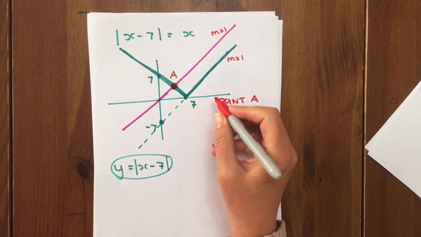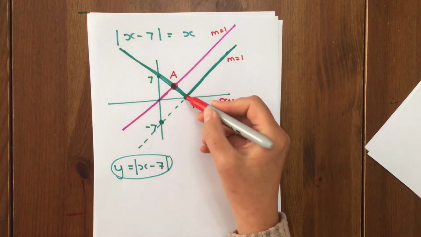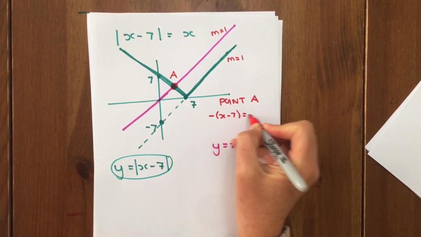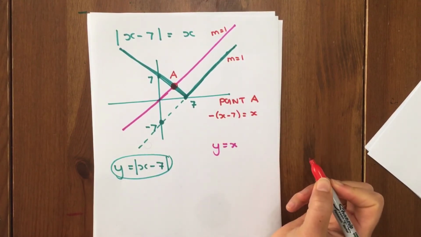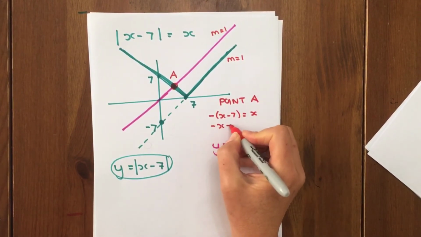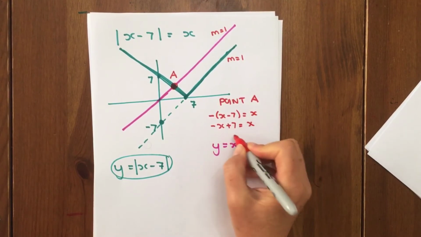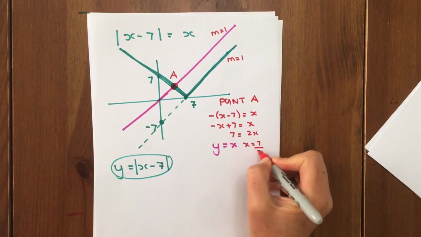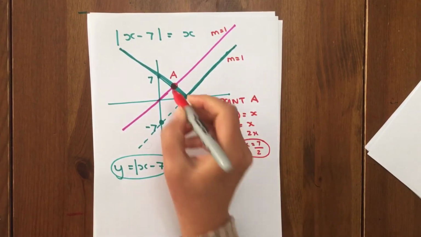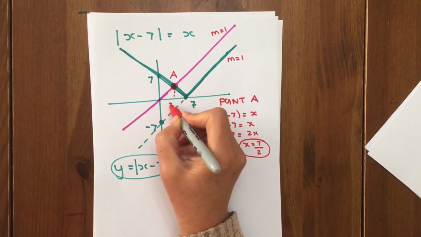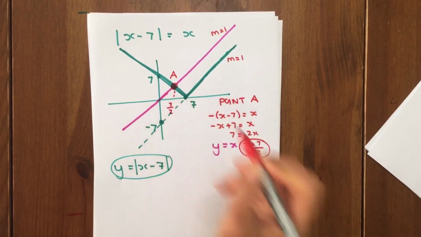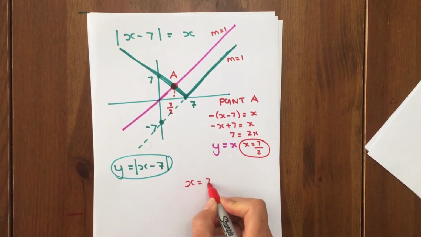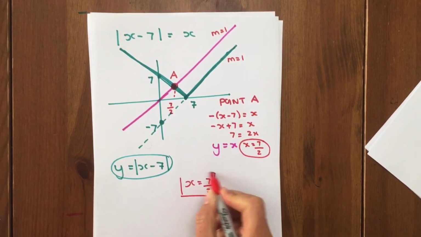I'm going to solve, well, this is the negative part of my modulus. So I'm solving this equals x. So let's multiply out the negative sign. So I've got 7 equals 2x, so x equals 7 over 2. Which makes sense, 3.5 or 7 over 2, it's got to be something between 0 and 7. So my solution is just x equals 7 over 2 for point A.